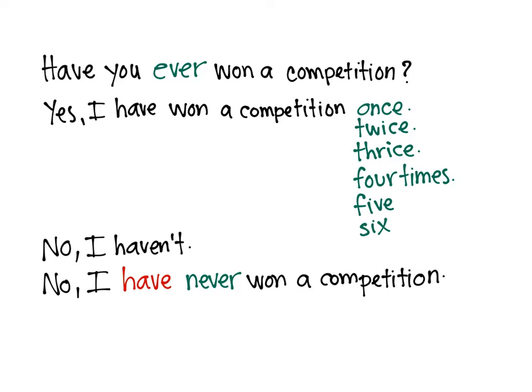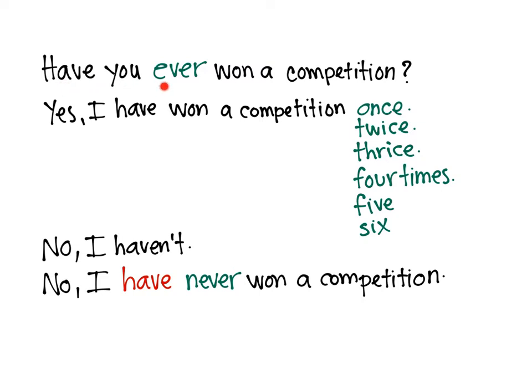In this case, win a competition. Once means una vez. Twice, dos veces. Thrice, tres veces. But nowadays, in modern English, people don't use thrice a lot. But it is also possible to say 3 times, 4 times, 5 times, etc. So again, once, twice, thrice, 4 times, 5 times, 6 times, etc. to infinity and beyond. Another possibility is to say, no, I haven't.